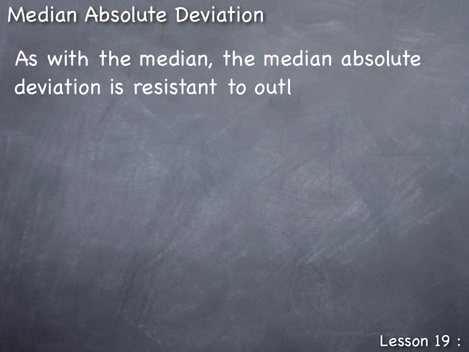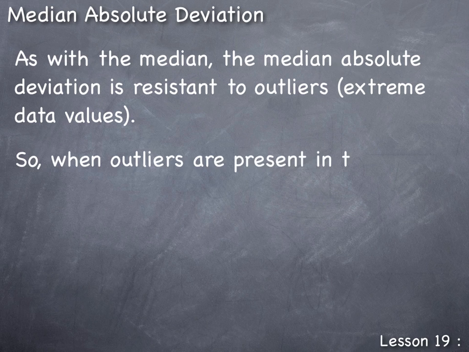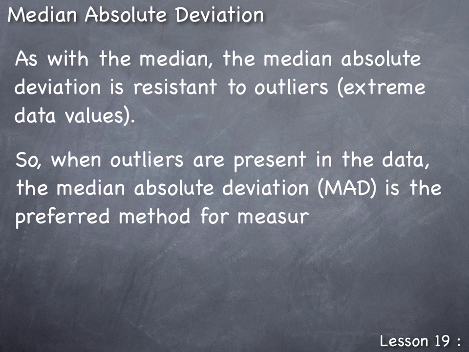Like the median, the median absolute deviation is resistant to outliers, that is, extreme data values. So when outliers are present in the data, the median absolute deviation, or MAD, is the preferred method for measuring dispersion.